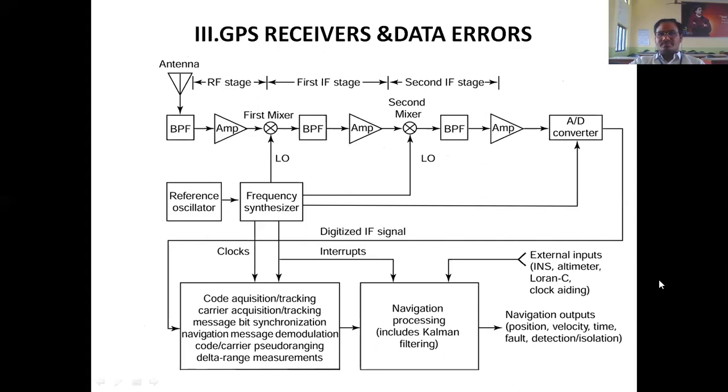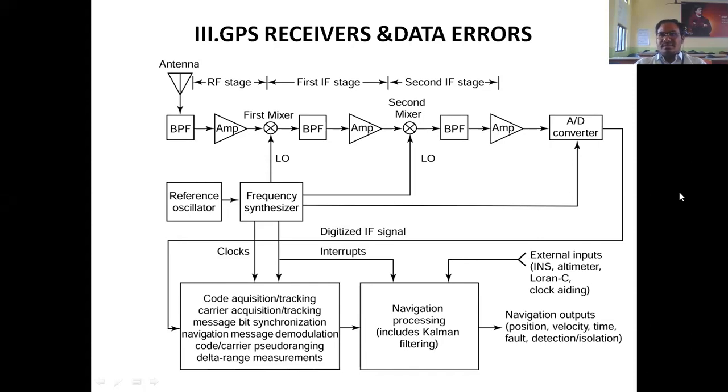Okay, right. Thank you. So before proceeding with today's class, let us have a quick revision of the first part of the GPS receiver. So this is the architecture of the GPS receiver. It is divided into three stages: RF stage, first IF stage and second IF stage.